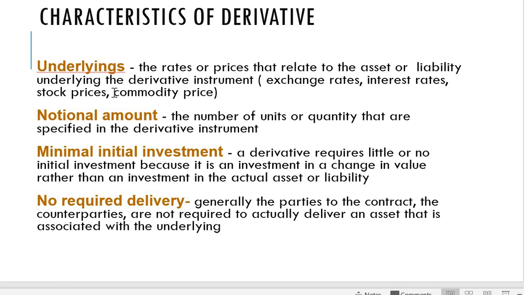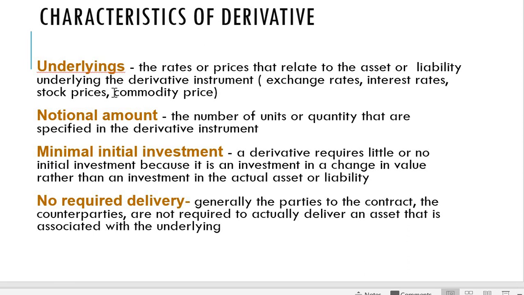So what do exchange rates, interest rates, stock prices, and commodity prices have in common? Their value changes over time. Therefore, the value of the underlying keeps changing. And since the value of the derivative depends on the value of the underlying, the value of the derivative also changes depending on the value of the underlying.